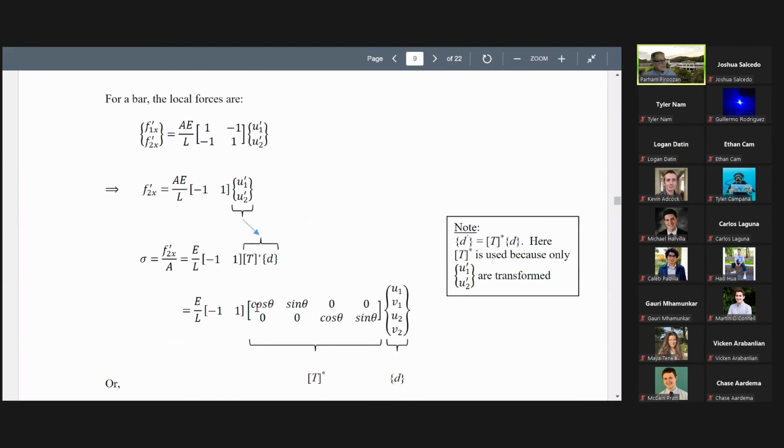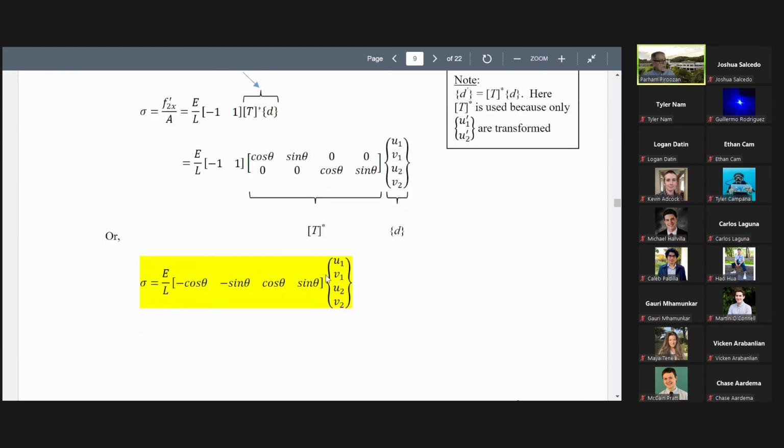This is T star. So this is just for taking this U1 prime, U2 prime out. It would be this times the displacement vector now in global. So we replace this one by this transformation matrix. This is a special type because just U1 prime, U2 prime are transformed, times displacements now in global. If we multiply it, we get this formula. Stress is given by E over L, negative cosine theta, negative sine theta, cosine theta, sine theta. This is the stress in each element.